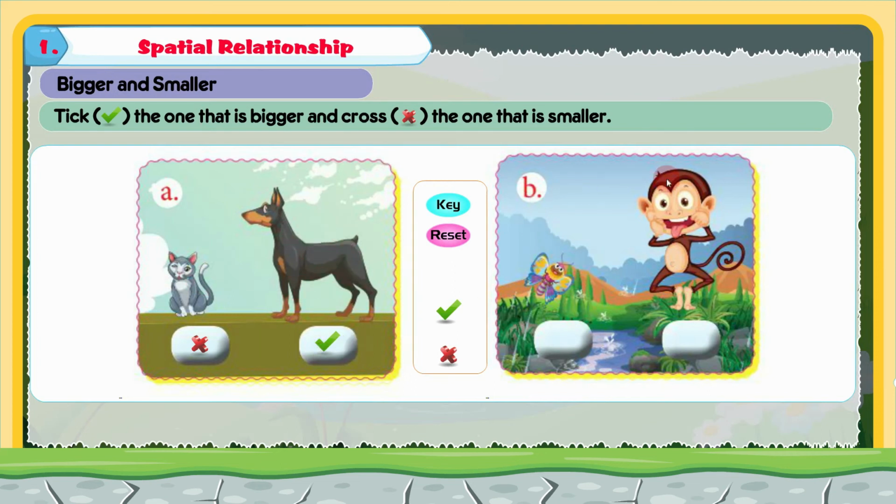Now if we come to this picture, we have a monkey and we have a butterfly. Butterfly is small here, the monkey is big. Monkey is bigger than butterfly. Butterfly is smaller than monkey. So for the bigger one we will put a tick mark, and for the smaller one we will put a cross mark. The bigger one and the smaller one.